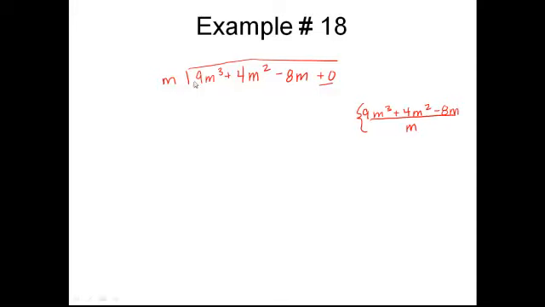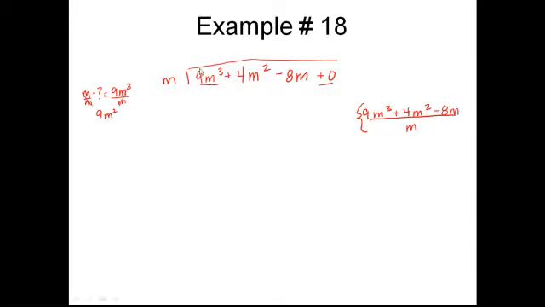So here I go. I'm going to ask myself, how many times does m go into this first term of my dividend? And if you need to, off to the side, you can write m times what is equal to 9m to the third. And then there is where you would divide both sides by m. You would cancel one of those out. What you're going to get is that what is 9m to the second.